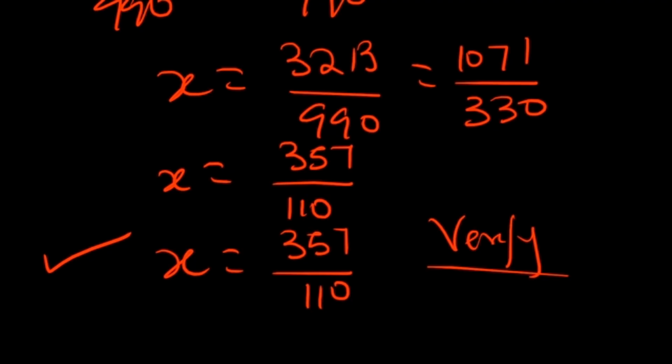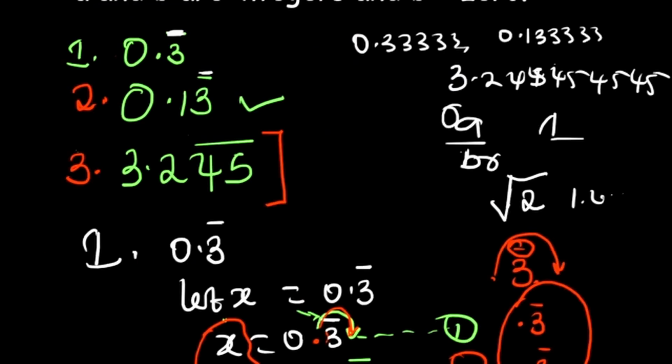Alright guys, I thank you for following me to this point. This is how to express repeating decimals in the form of A over B. And it's also one of the ways to prove that a number is truly rational.